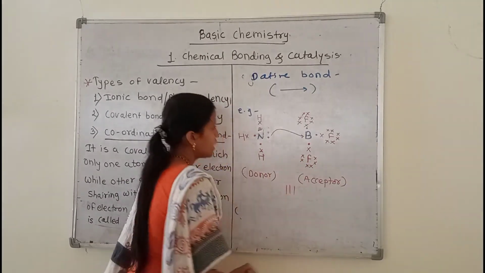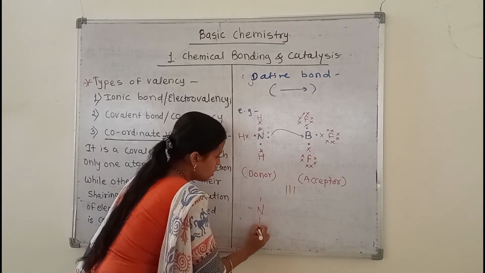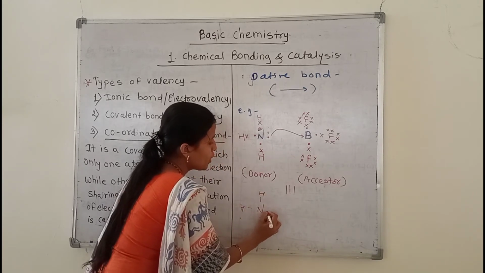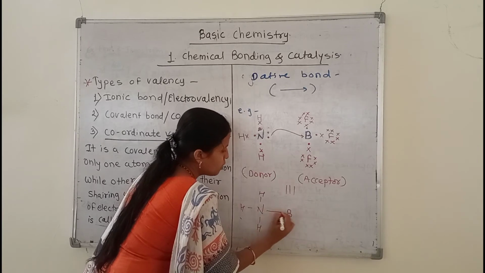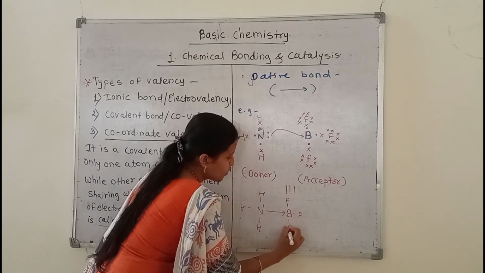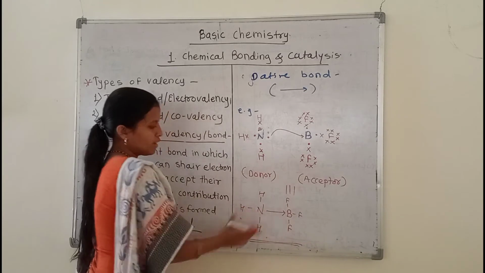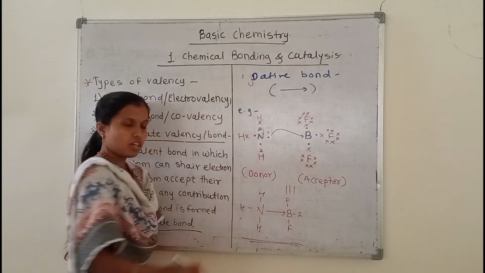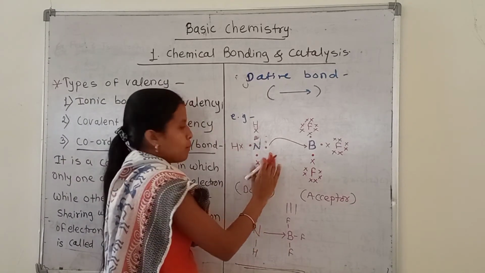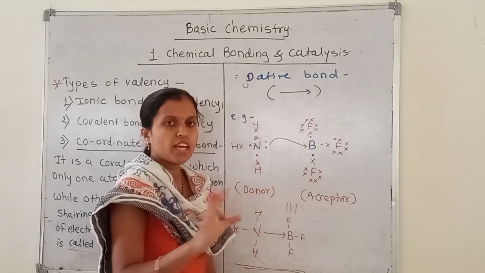So let's write the structure in a simplified way. This is the ammonia molecule, and nitrogen can share its lone pair of electrons with the boron atom in boron trifluoride. The structure will look like this when the nitrogen shares its lone pair with the boron atom. In that example, only nitrogen shares its electrons. Boron does not contribute any electrons.